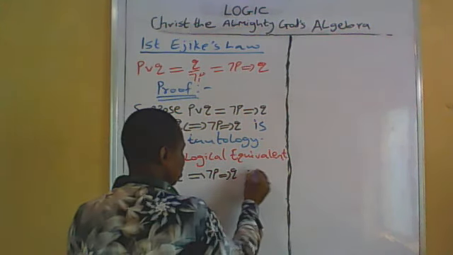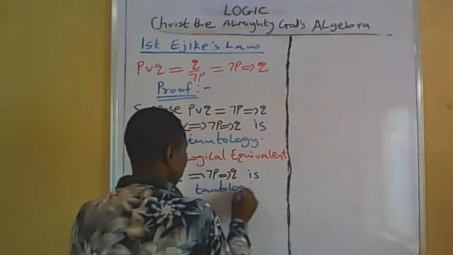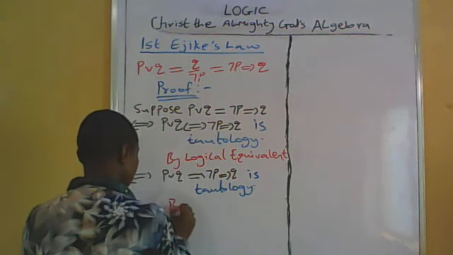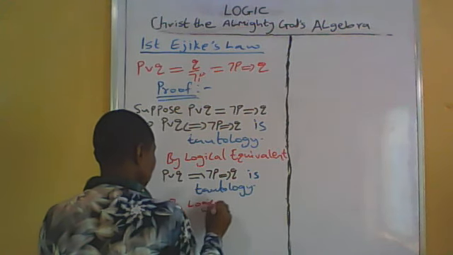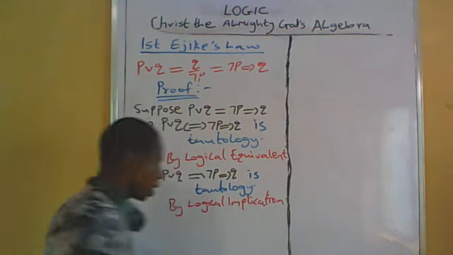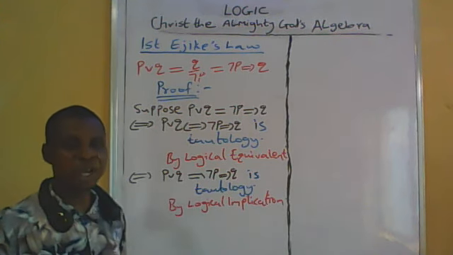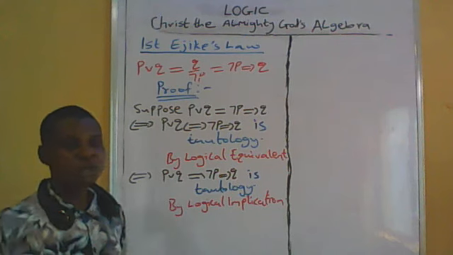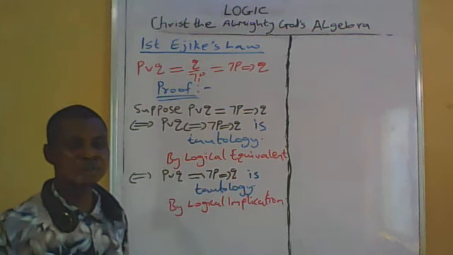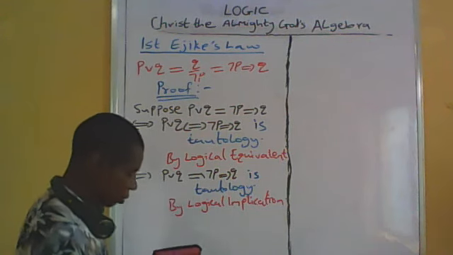You say tautology being justified by logical implication. Being justified by logical implication. We have done logical implication in our previous tutorial. We can go back to our previous tutorial to gain knowledge of what logical implication is. So, being justified by logical implication.